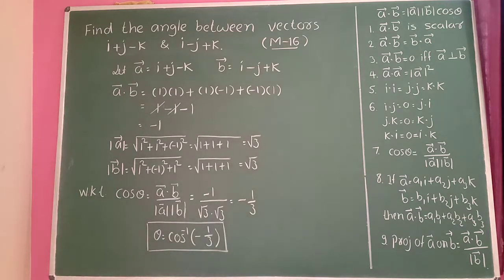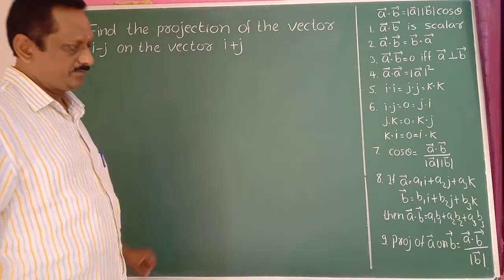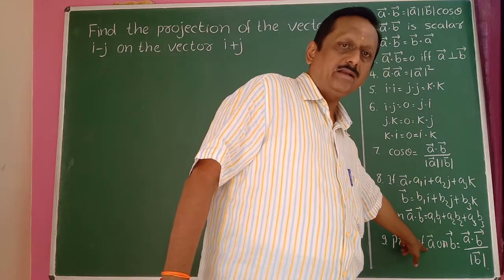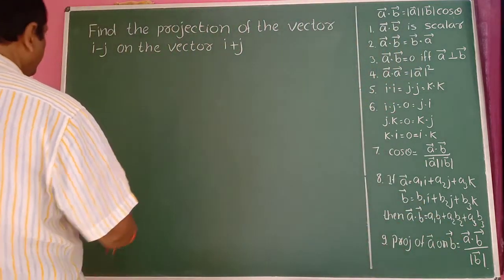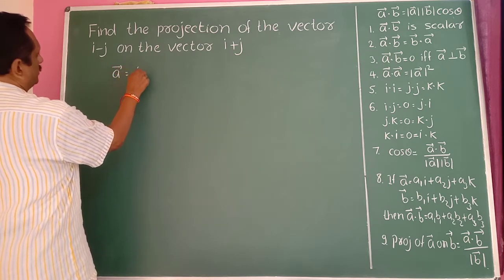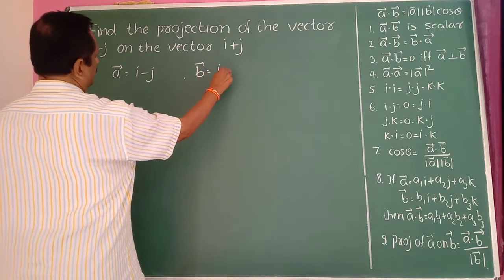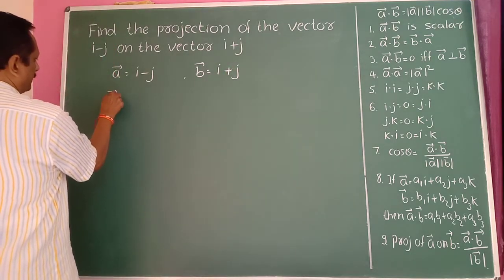This is a 2 marks question. Find the projection of the vector i minus j on the vector i plus j. There is one formula here: projection of a bar on the vector b bar is a bar dot b bar divided by modulus of b bar. So take the given vectors, a bar is i minus j and the vector b bar is i plus j. Then you find your a bar dot b bar.